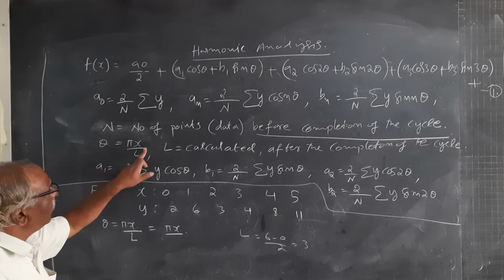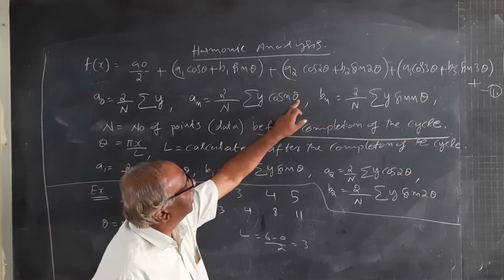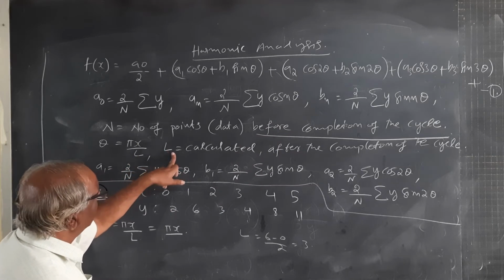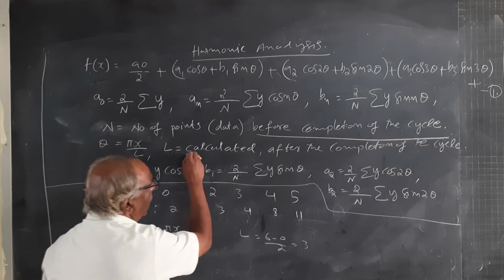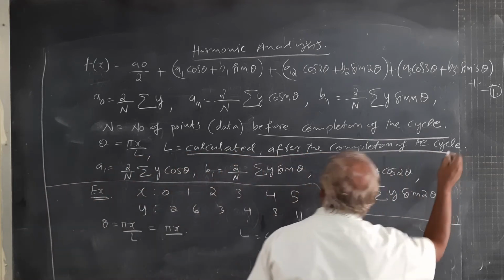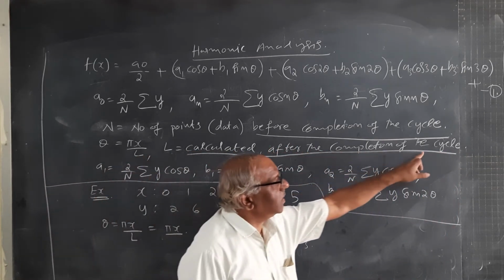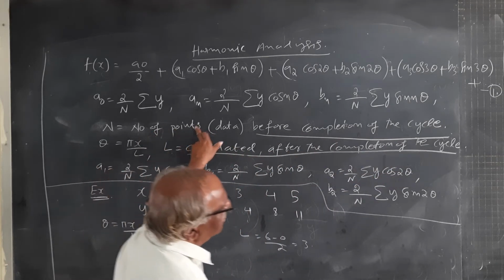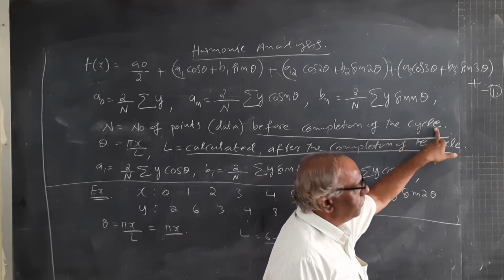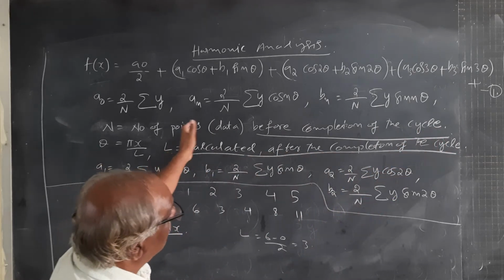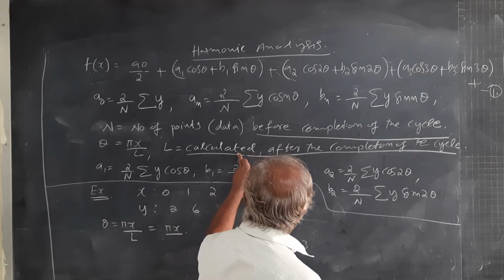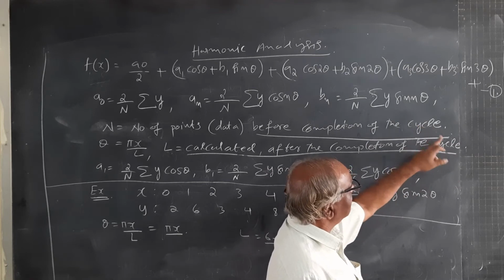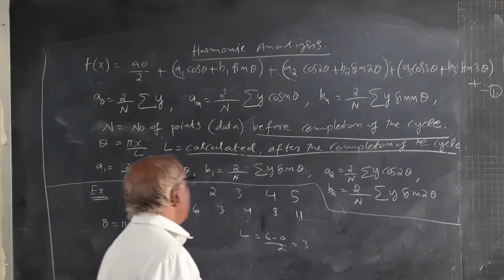Theta is given by pi x by L. What is L? How are you calculating L? Very important point: L is calculated after the completion of the cycle. Capital N means the number of points before the completion of the cycle. Capital L is the value calculated after the completion of the cycle. I will tell you what completion of the cycle is when I take up an example.